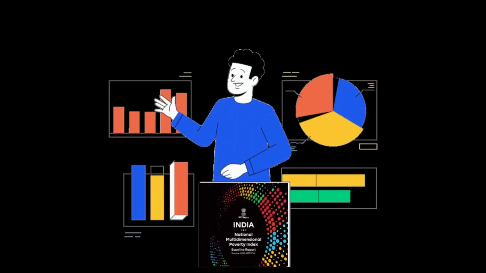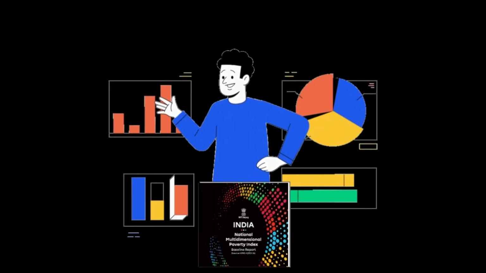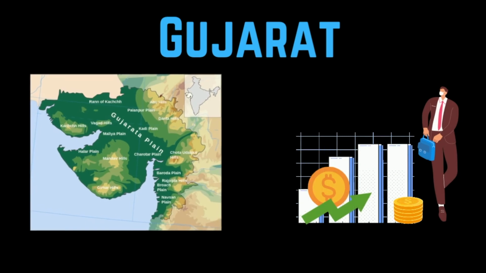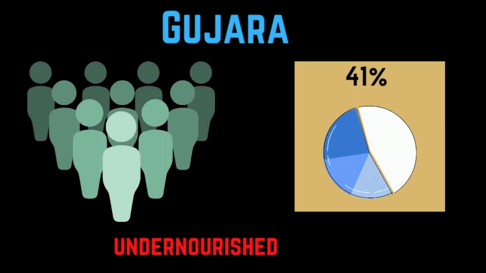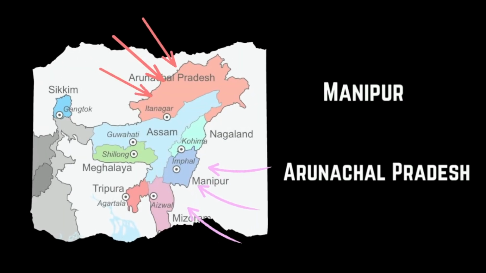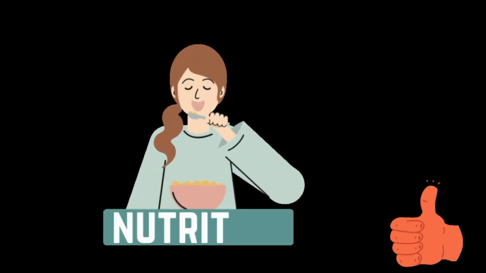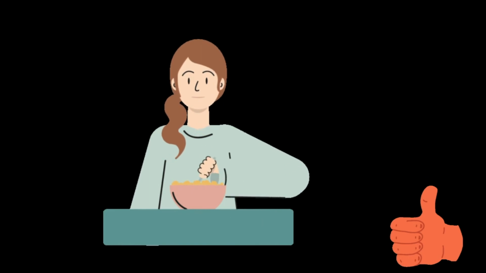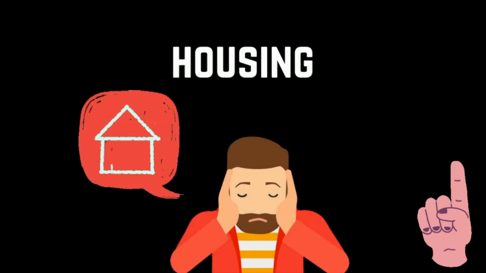There are also some interesting points in this report. Gujarat, one of the economically best performing states, has 41% of its population undernourished. Although the northeastern states such as Manipur and Arunachal Pradesh performed well in providing nutrition, they have the maximum percentage of people without proper housing.